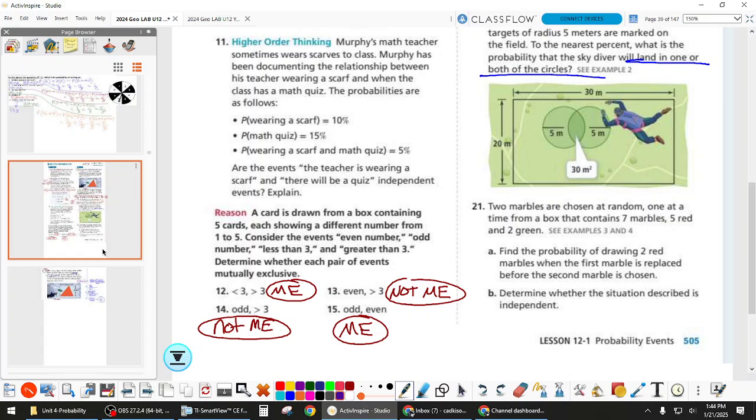So, pause and think about what actually this is going to tell us. If the events are independent, is there any link between scarf and quiz? If the events are independent. No, right? Independent means no predictable pattern. If it's dependent, then there is possibly a prediction where a scarf means quiz, right?